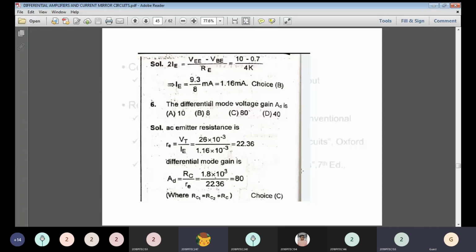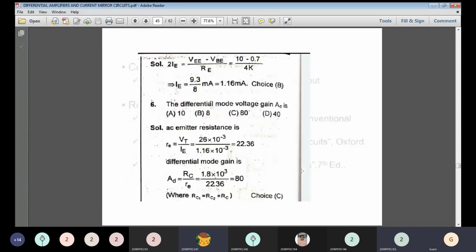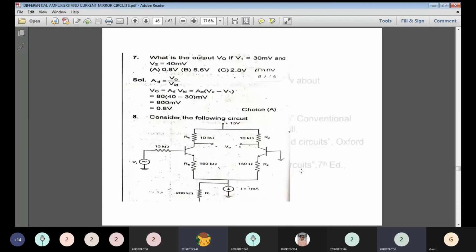From the same question and given data, they asked you to calculate the value of the differential mode gain. Gain means output divided by input, AD. Output value divided by input value.